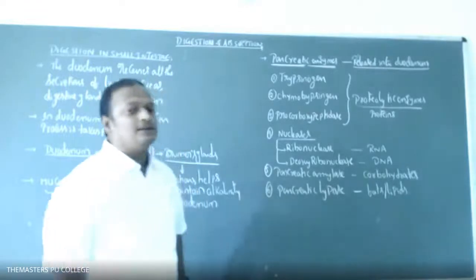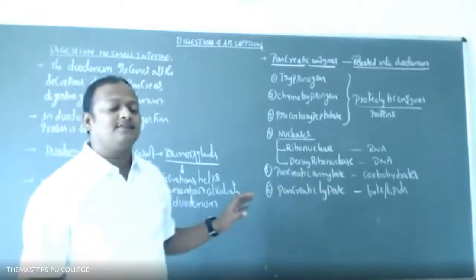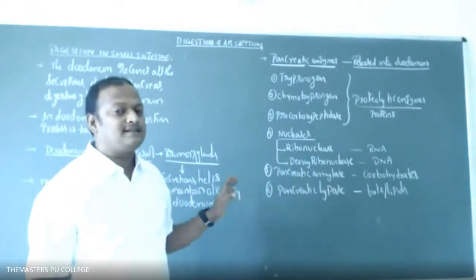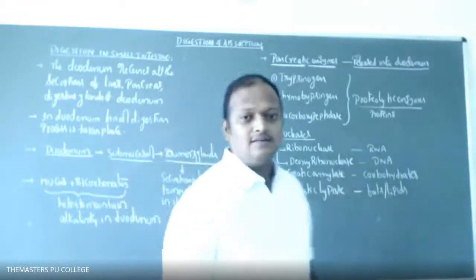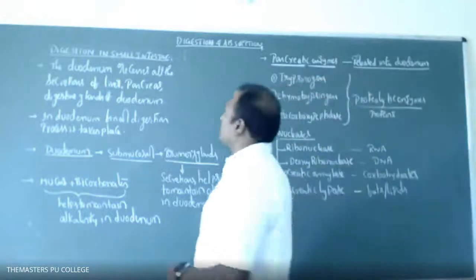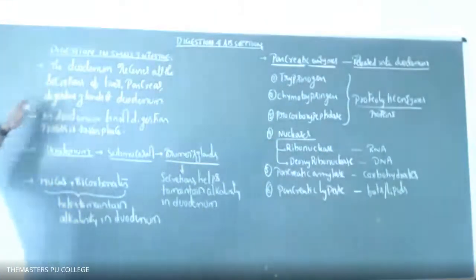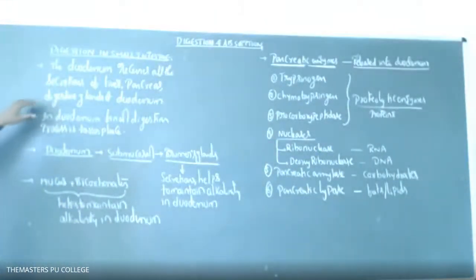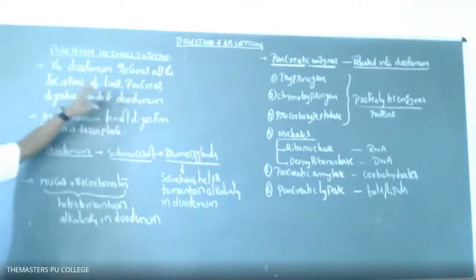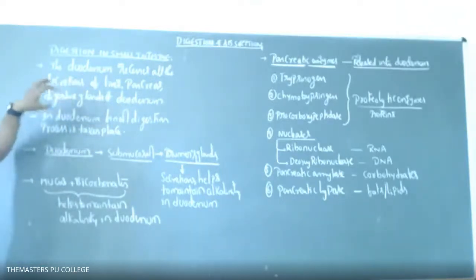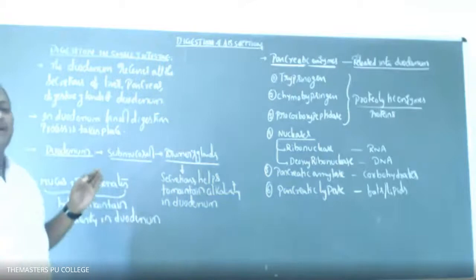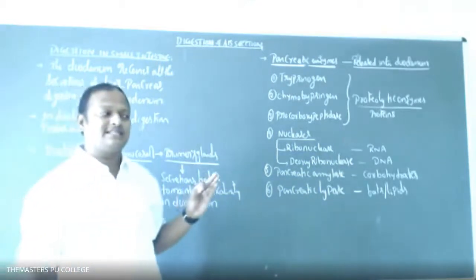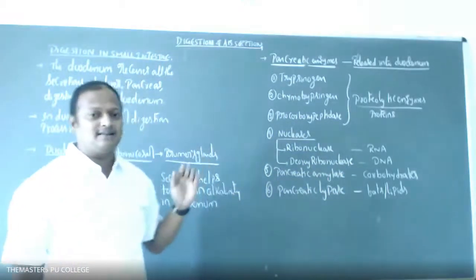Okay, right, fine. So these are the enzymes secreted from the pancreas, and their functions. Now I'm revising this point again. The duodenum receives all the secretions of the liver, pancreas, and digestive glands of the duodenum. So in the region of the duodenum only, why does the final digestion occur? The reason is that all the digestive enzymes are received by the duodenum part of the small intestine.